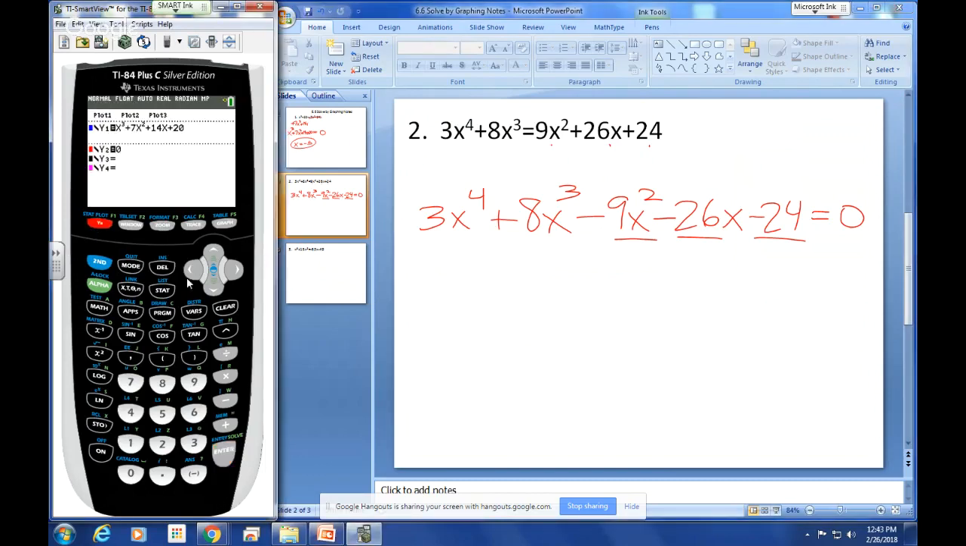I go to my y equals. I'm going to clear out this. I'm going to keep this as 0. Okay, so I get 3x.